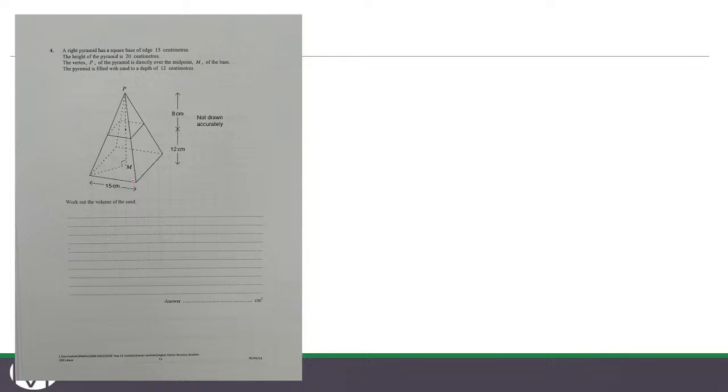So this is almost like a frustum question. Technically it is a frustum. But we have a large pyramid and we have a small pyramid. And we want to work out the volume of the sand. We have to work out the volume of the large pyramid and subtract the volume of the small pyramid. So what do we know about the large pyramid?